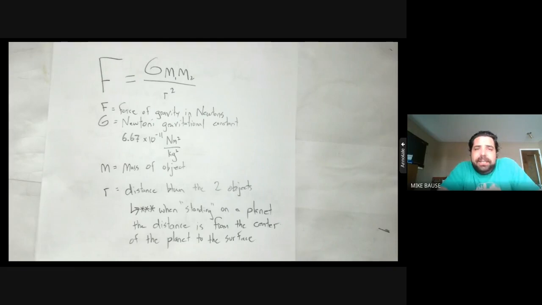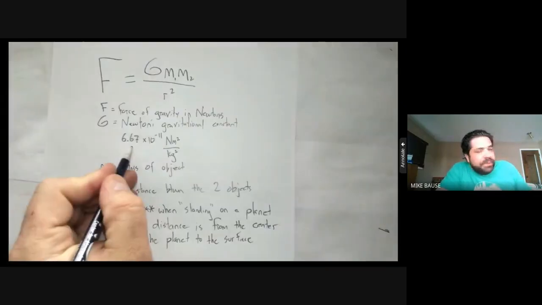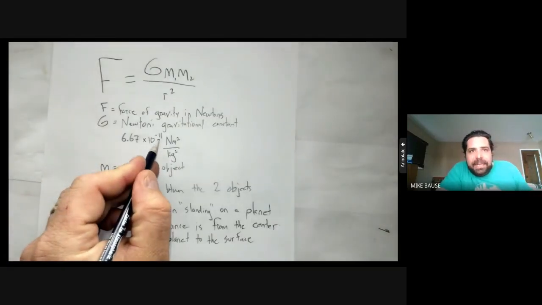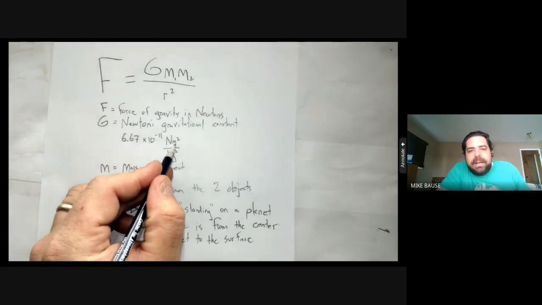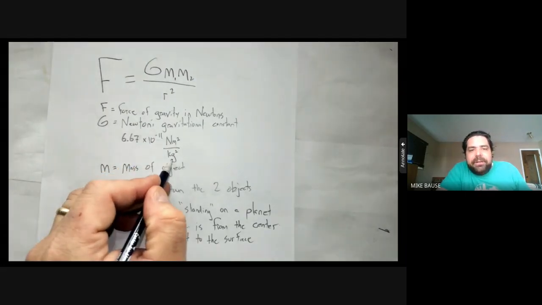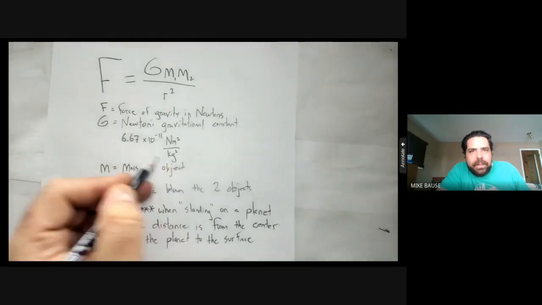G is a constant, right? You certainly don't need to memorize it. It's Newton's gravitational constant. And it's a complex number, 6.67 times 10 to the negative 11. It's a super small number, right? And it's newtons times meters squared divided by kilograms squared. That's the unit, all right?